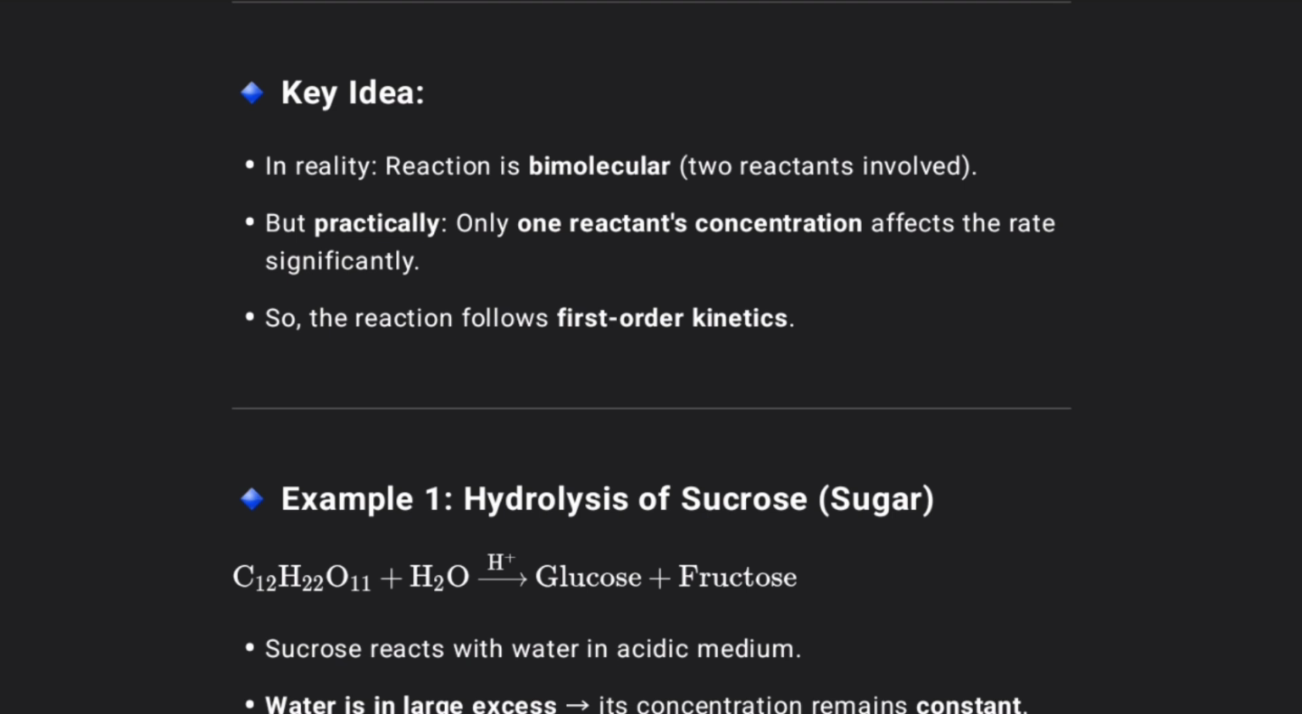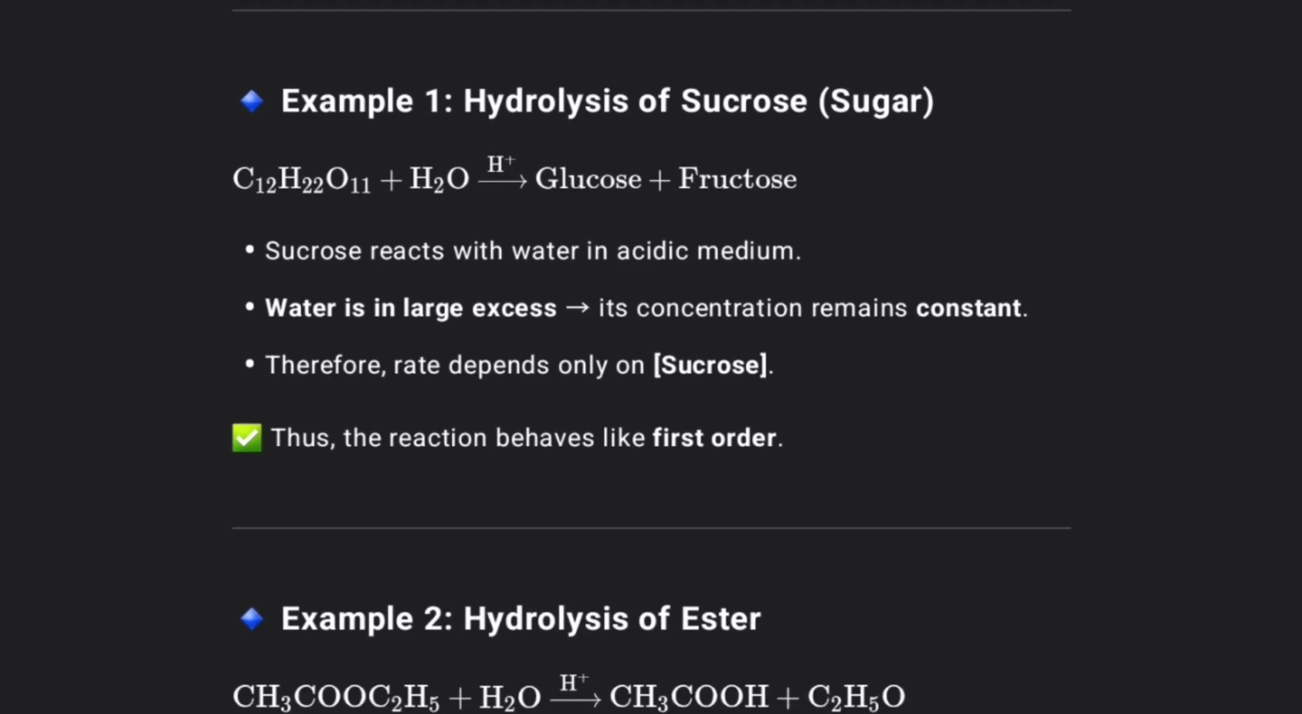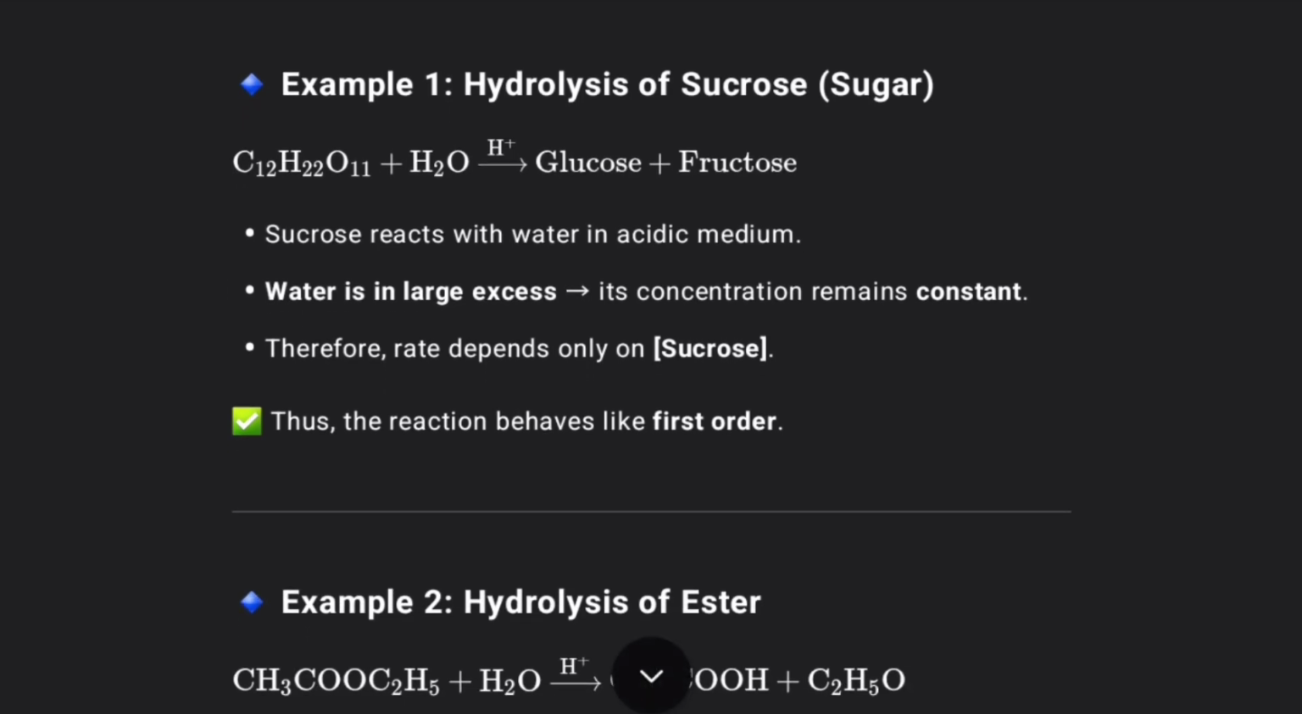Example 1: hydrolysis of sucrose, sugar. C₁₂H₂₂O₁₁ plus H₂O gives glucose plus fructose. Sucrose reacts with water in acidic medium. Water is in large excess, so its concentration remains constant. Therefore, the rate depends only on sucrose. Thus, the reaction behaves like first order.